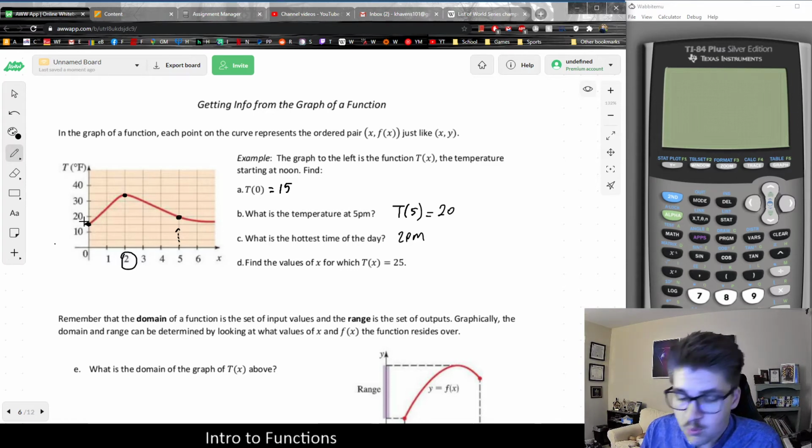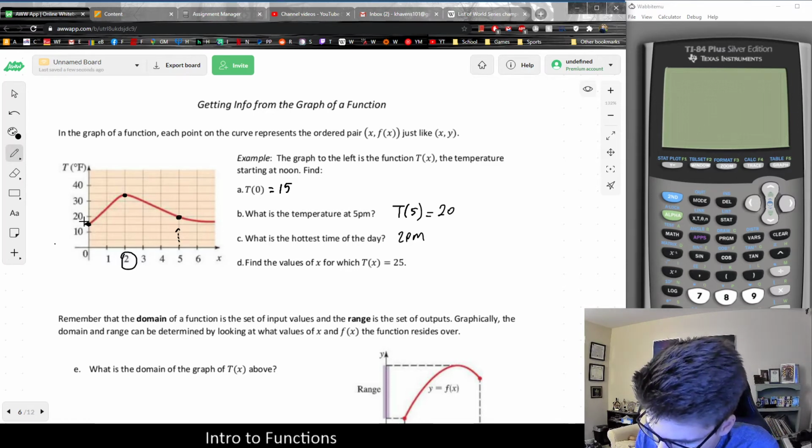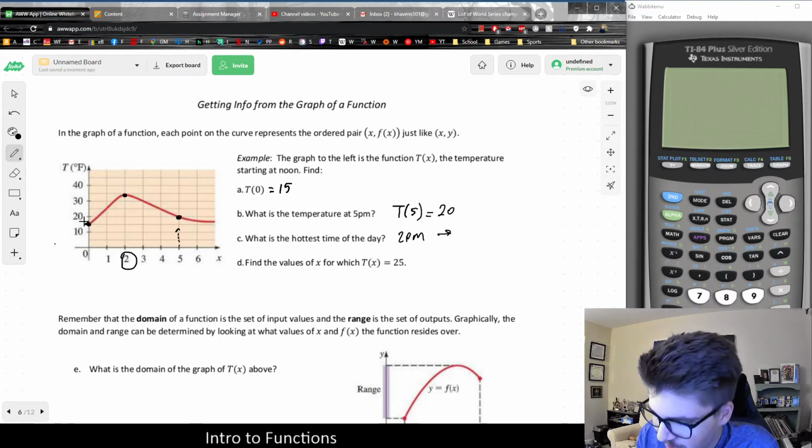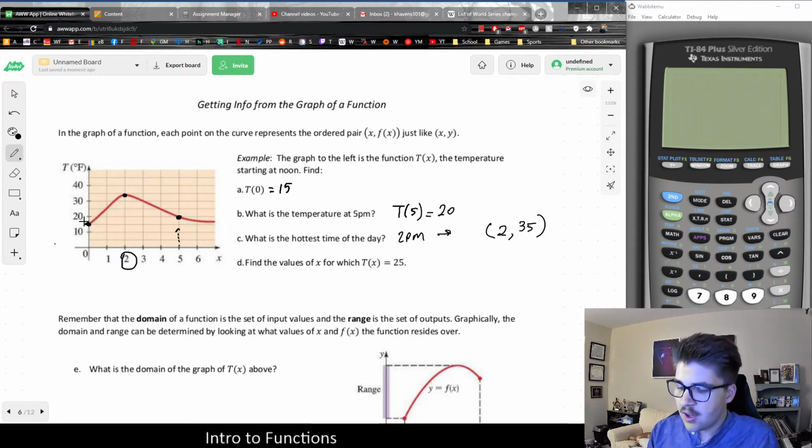I could also answer, well, what is the temperature at that point? But it doesn't ask that, so that's probably not correct. You could also answer it as an ordered pair, 2 comma, it looks to be about 35 or 34 degrees. And oftentimes we write a maximum as a coordinate, as an ordered pair.